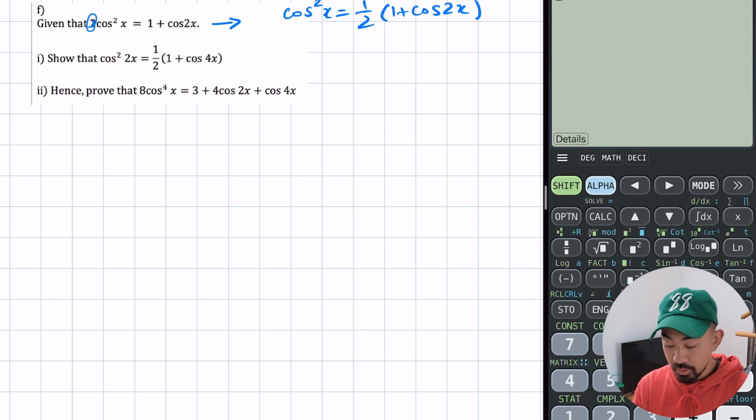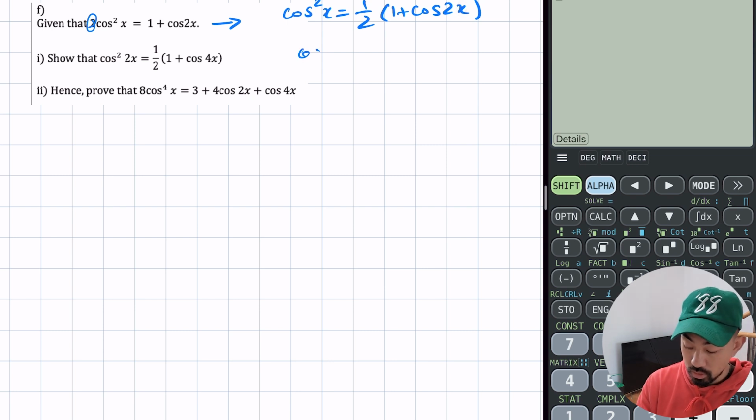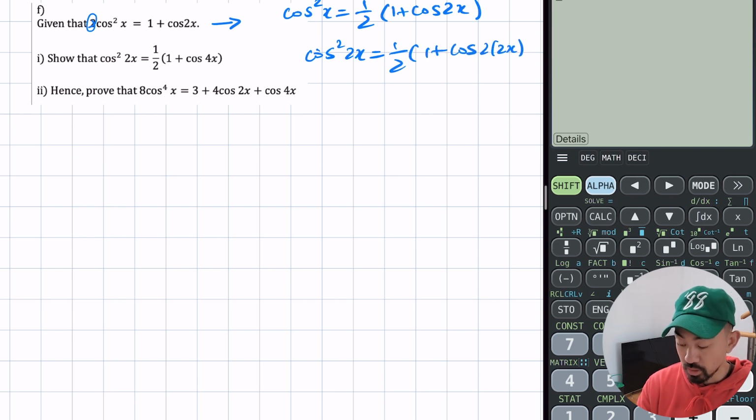All right. And then all I'm doing is I'm literally replacing this by 2x and then this by 2x. So it's going to be cos squared 2x is equal to 1 half (1 plus cos. Now it's going to be 2x, right? That's going to give me the 4x. So as you can see there, that's going to be 4x. That's done.